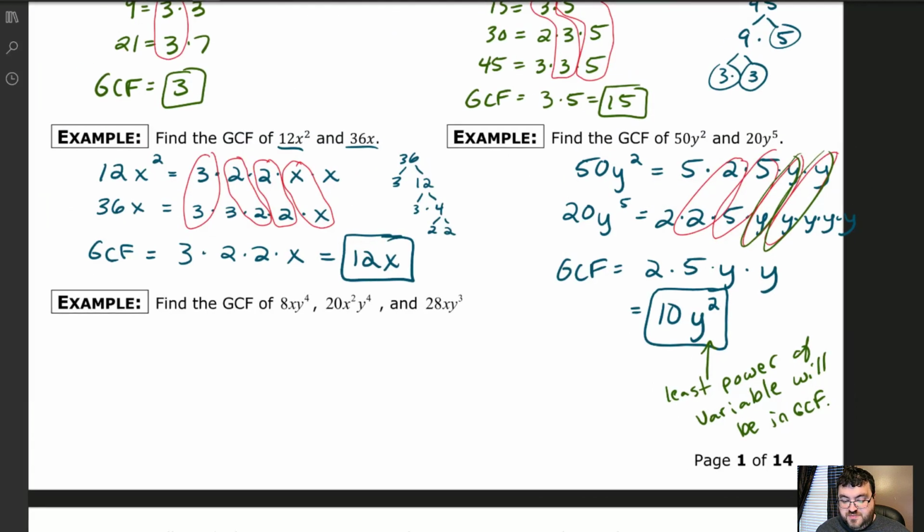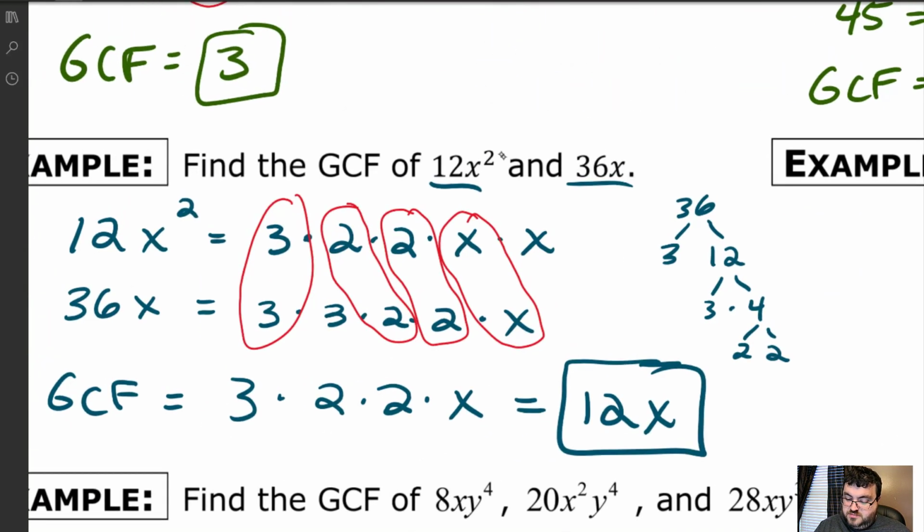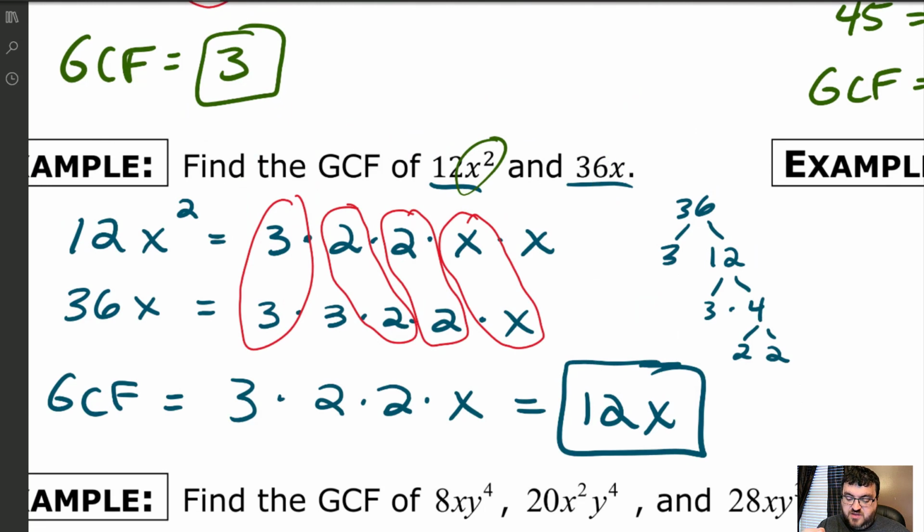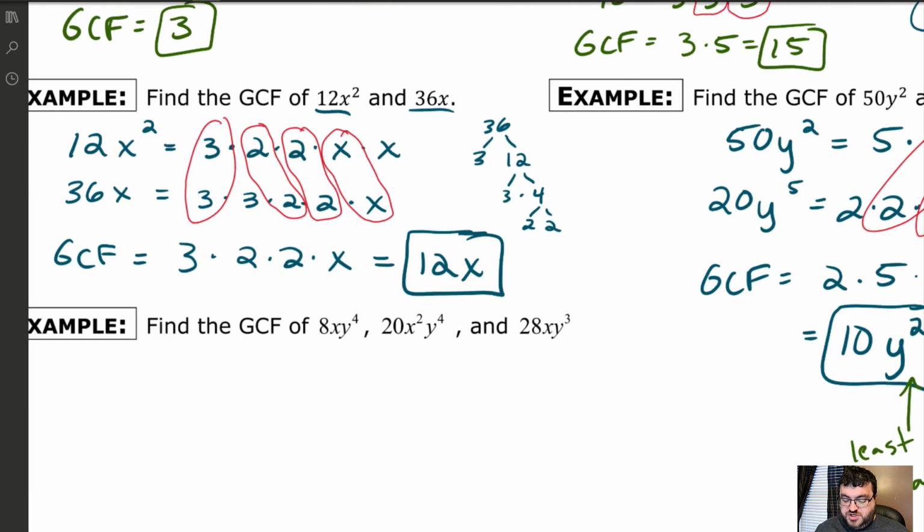And you can see that happen in the one a while ago as well, the one with 12x to the second and 36x to the first. If you look at our GCF, it was x to the first power that made it down here. So if you know that little trick, you can maybe jump ahead as far as the variables go for what you're looking at.